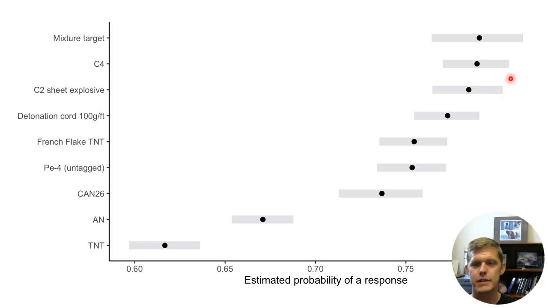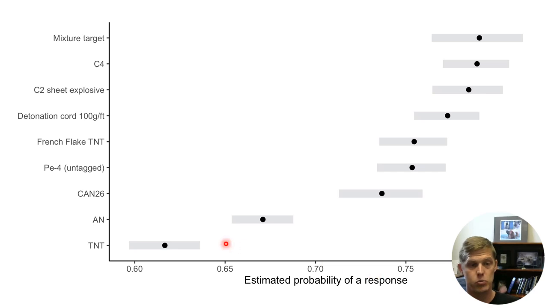We wanted to capture this variance so we could see which odors the dogs have absolutely no problem on, even at the beginning, to which ones took a little bit longer until they reached their proficiency criterion, which, by the way, was 90% if I haven't previously specified. What we found is that the mixture target was really easy for the dogs to respond to. It was about as easy as C4, as well as C2 sheet, and then det cord, French flake TNT, untagged PE4, CAN 26 as the ammonium nitrate based fertilizer, ammonium nitrate itself, and the hardest one was our TNT based explosives. Those required the most training time overall for the dogs.